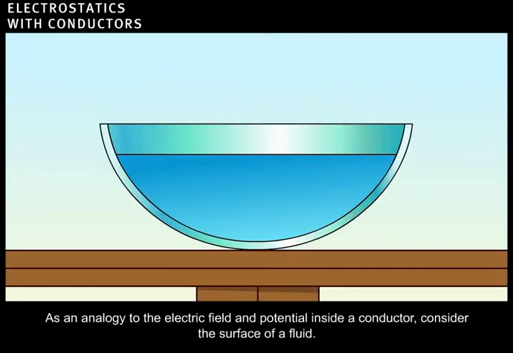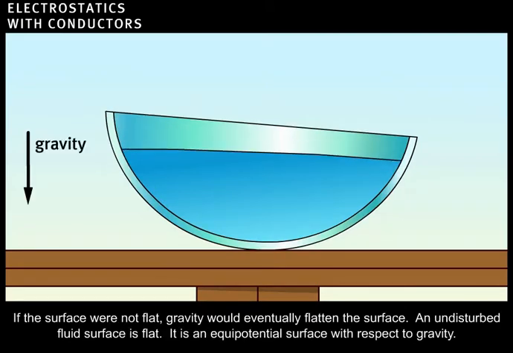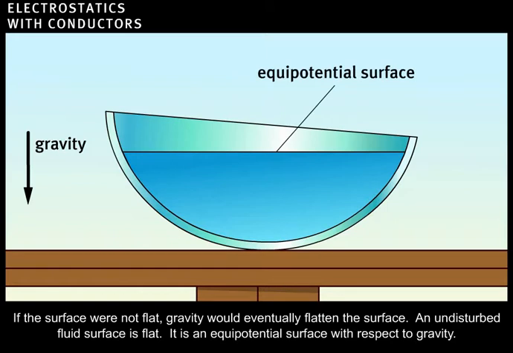As an analogy to the electric field and potential inside a conductor, consider the surface of a fluid. If the surface were not flat, gravity would eventually flatten the surface. An undisturbed fluid surface is flat. It is an equipotential surface with respect to gravity.